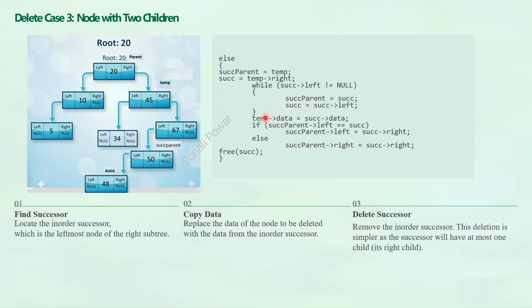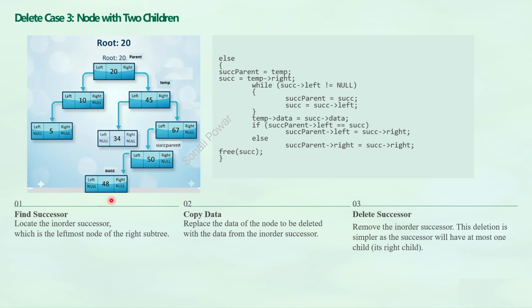We will say that now temp data has to be updated. So temp data is equal to successor data. Whatever is present in the data part of the successor, copy that value into the data part of the temp. So after this, both elements contain 48.